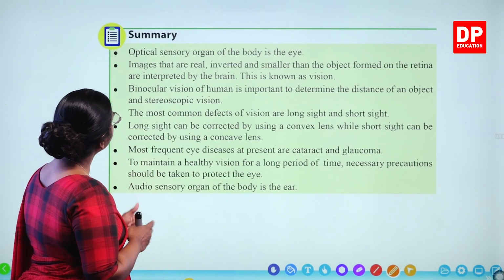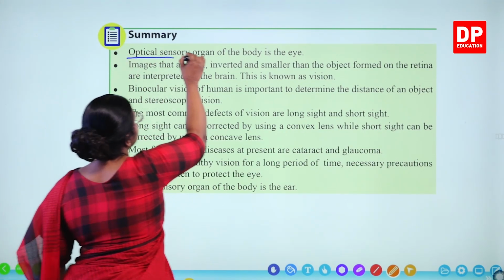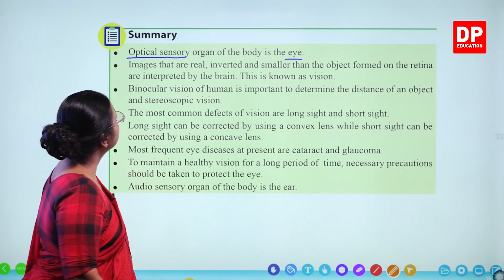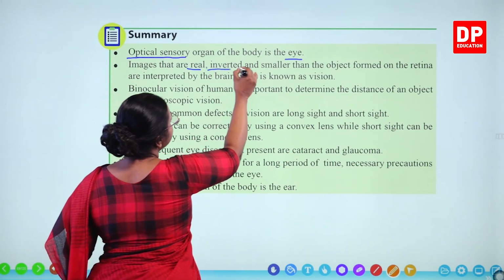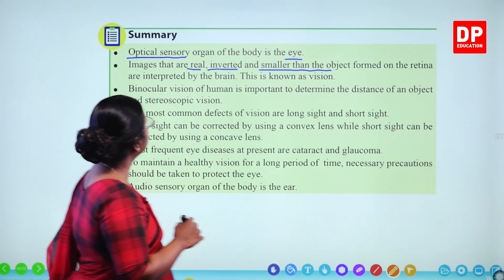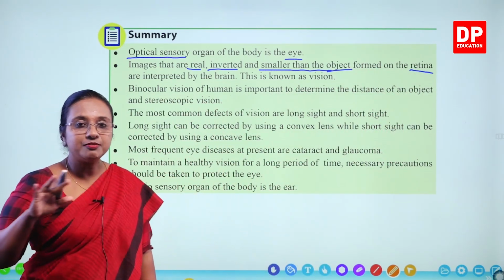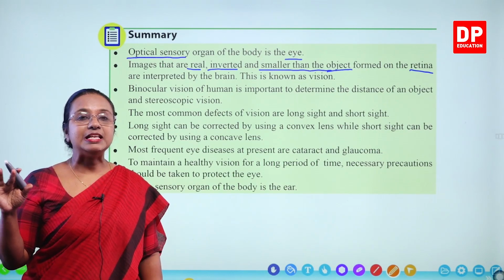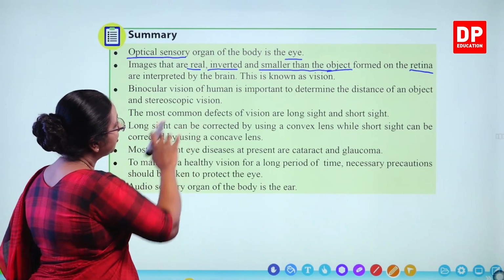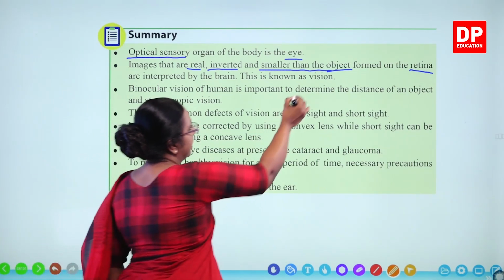Summary. The optical sensory organ of the body is the eye. Images that are real, inverted and smaller than the object formed on the retina are interpreted by the brain. So we have discussed the full process completely. You have drawn ray diagrams, so you can remember the nature and properties of the image as well as where it is formed. This is known as vision.